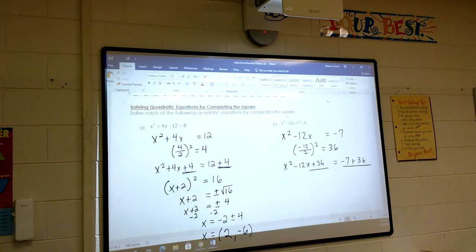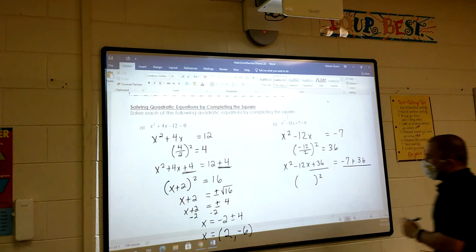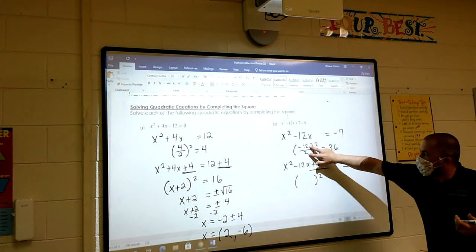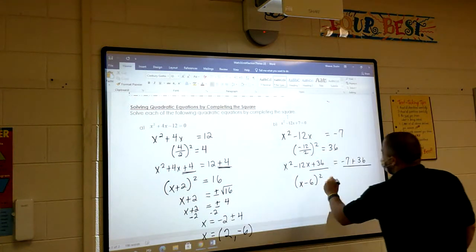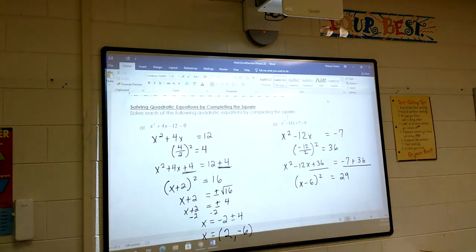Okay, now, in parentheses, we're going to put the number that when you multiply it, it'll give you 36, and when you add it, it'll give you negative 12, and that's a negative 6 and a negative 6. You can also think of it as negative 12 divided by 2. However you want to think about it, that's what it is. So x minus 6 squared equals negative 7 plus 36 is 29. Now we have to take the square root of both sides. The only problem here is, obviously, the square root of 29 is not going to come out evenly, so we're going to have to just leave it like it is.